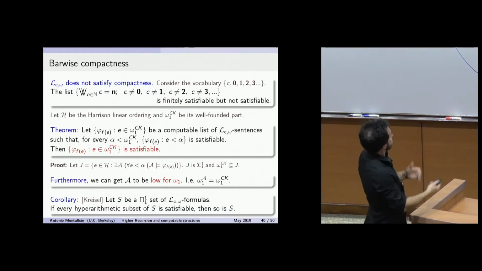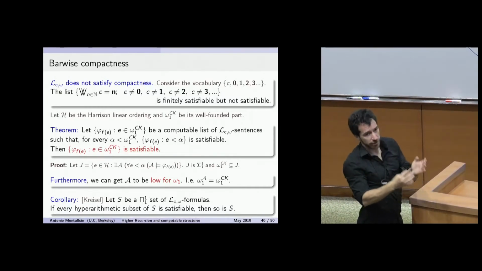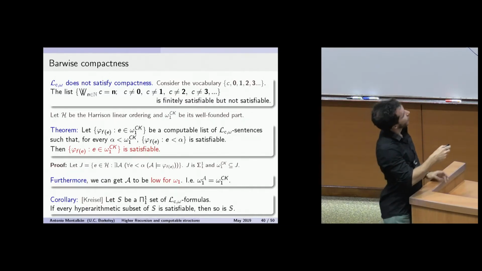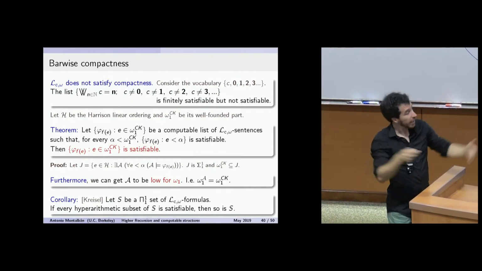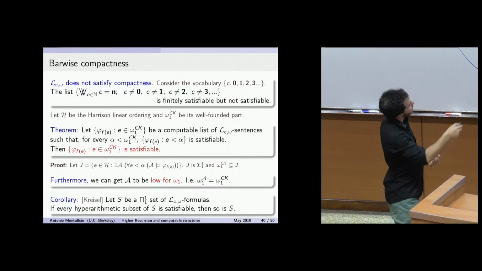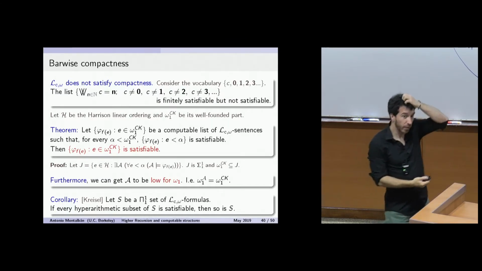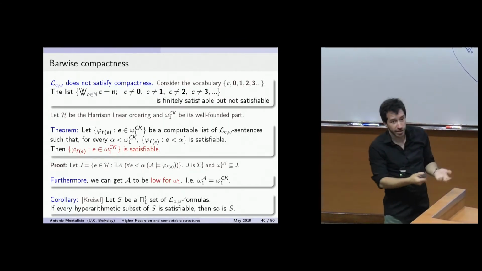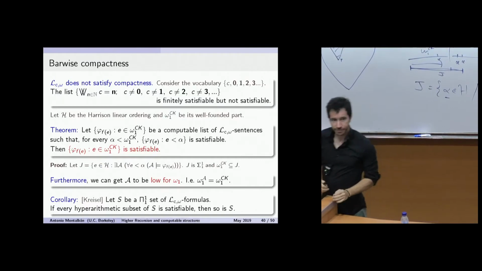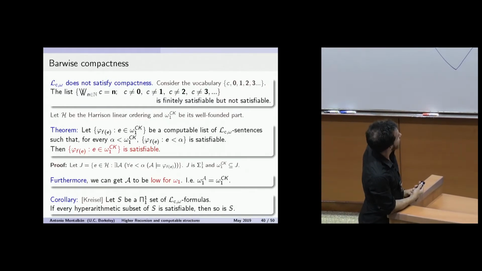So it's interesting in the sense that it's kind of like in the standard compactness, where you have an infinite set and every finite set is satisfiable, and here you have a pi 1, 1 set, and the hyperarithmetic sets are taking the role of the finite sets. So if the finite sets are satisfiable, then so is S. So in omega 1ck recursion theory, hyperarithmetic sets are the finite sets in a sense. They are the ones you can define in less than omega 1ck steps.